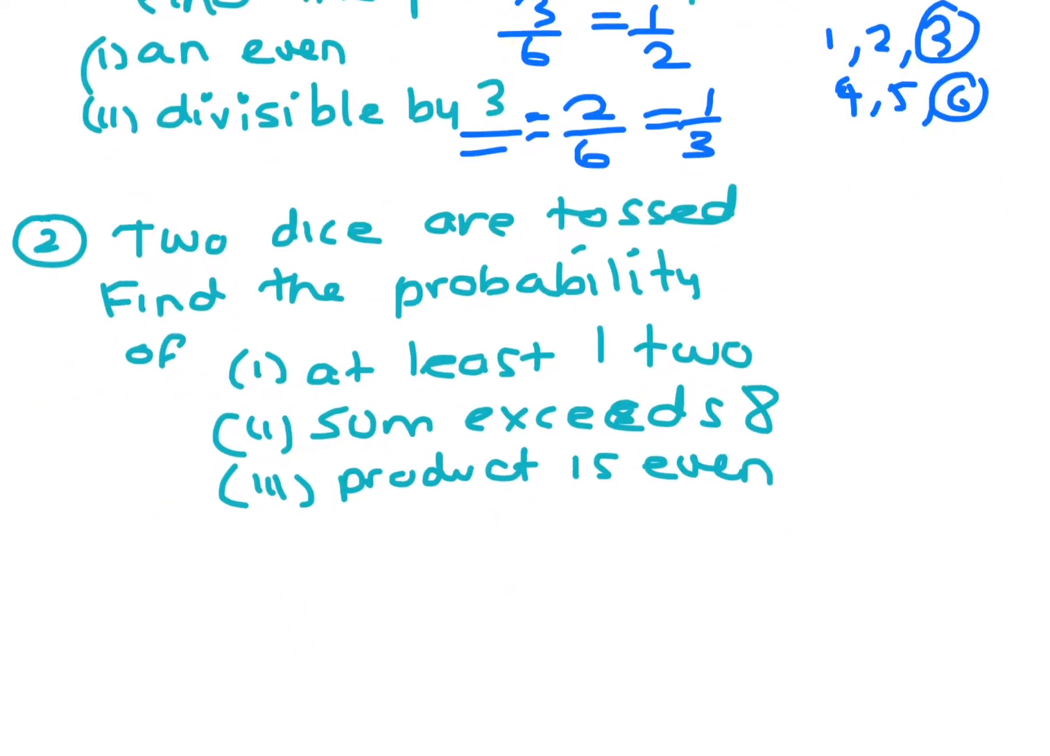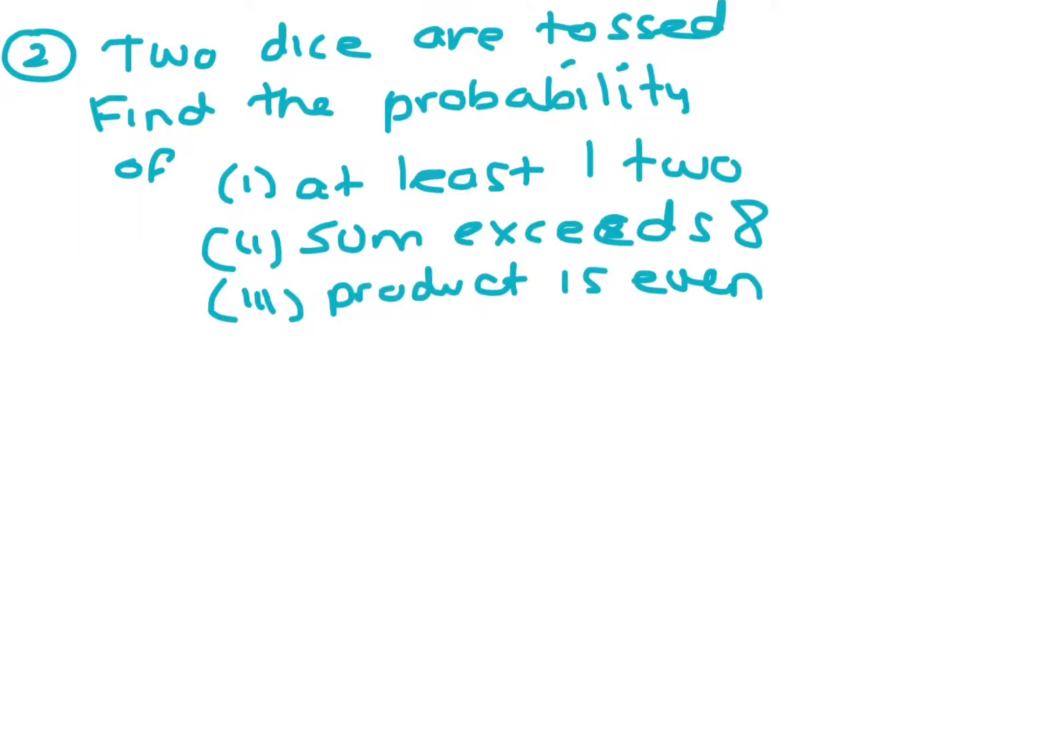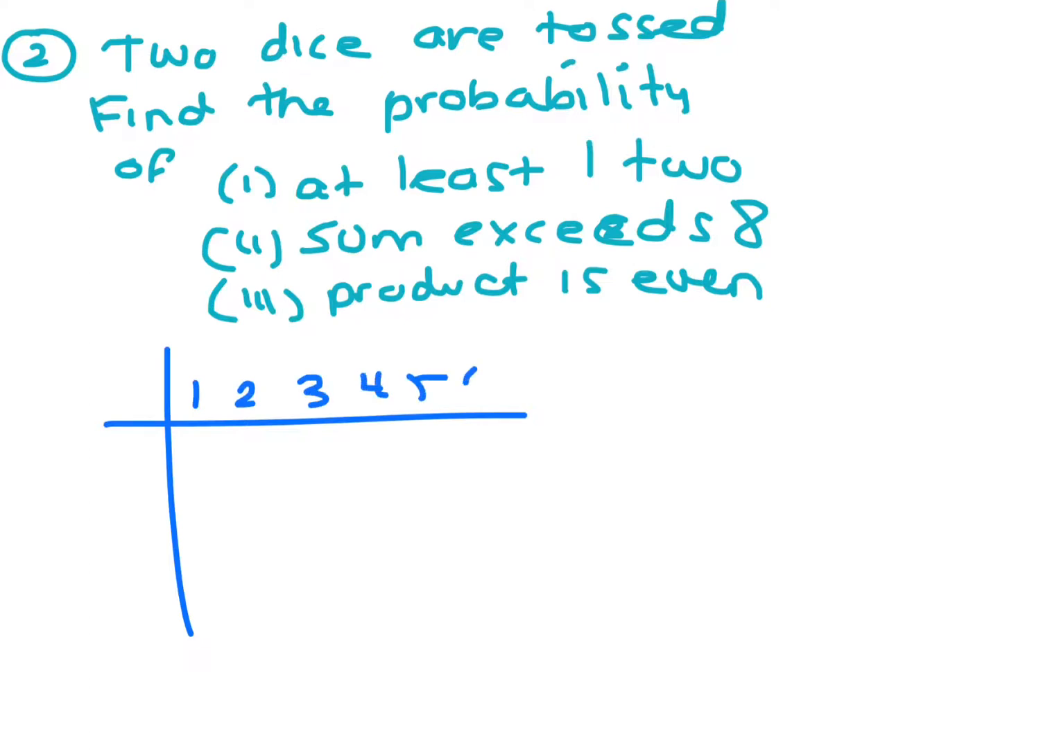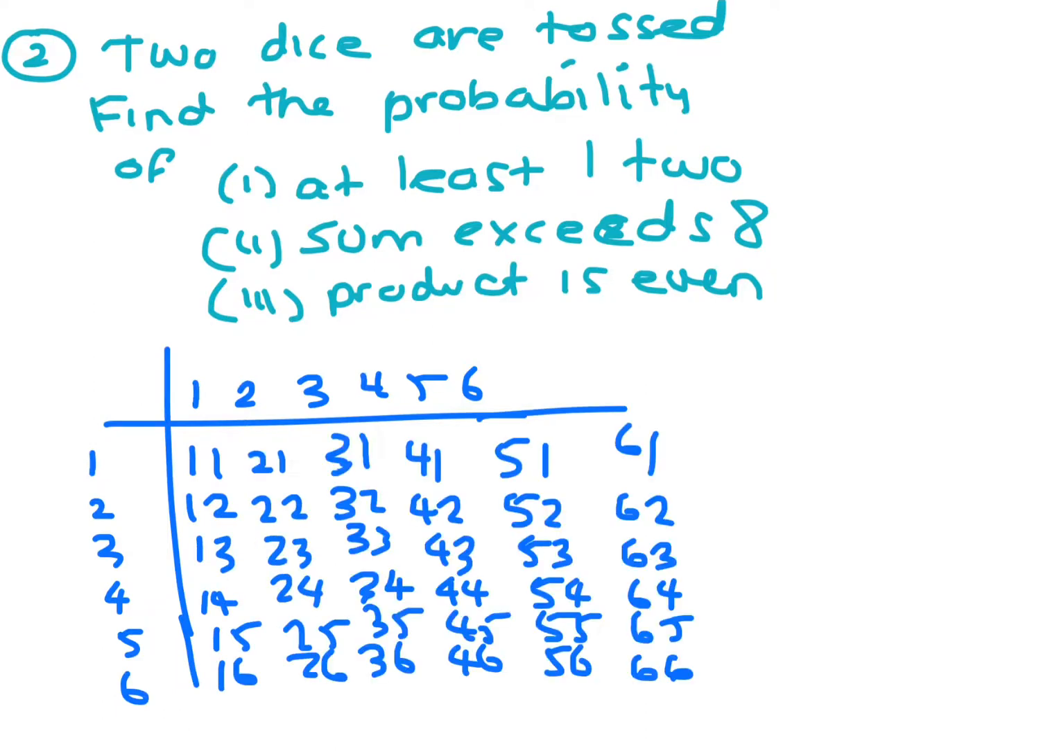Okay, now when 2 dice are tossed, and there's a couple of different ways of looking at this. One way you could draw out the whole table. Go 1, 2, 3, 4, 5, 6. 1, 2, 3, 4, 5, 6. So then you get a 1 with a 1, a 1 with a 2, a 1 with a 3. I might actually go down. So I go a 1 with a 1, a 1 with a 2, a 1 with a 3, a 1 with a 4, a 1 with a 5, and a 1 with a 6. Okay, so I just quickly wrote the table out for you.